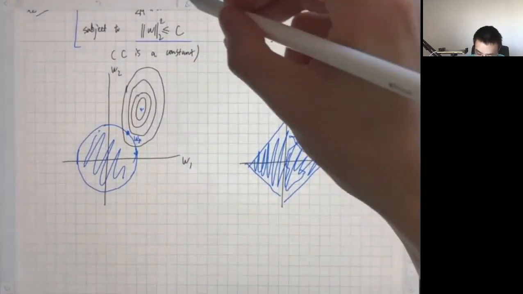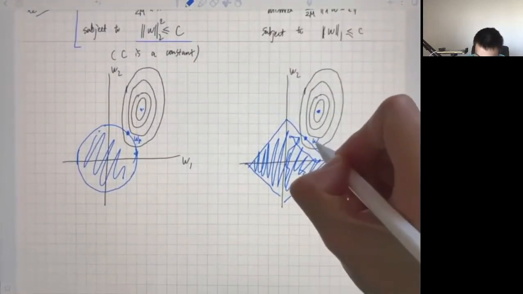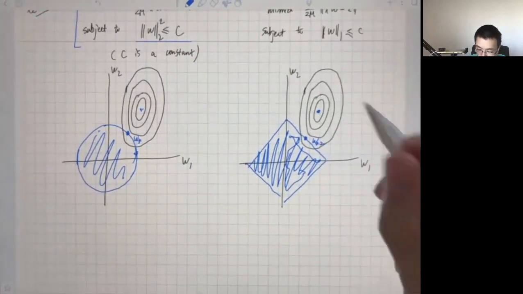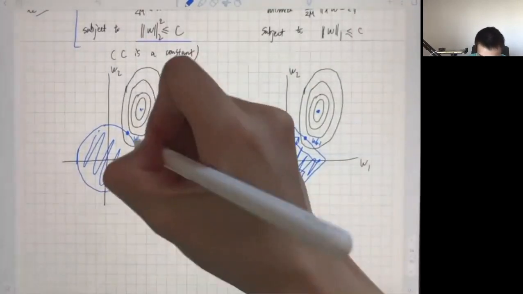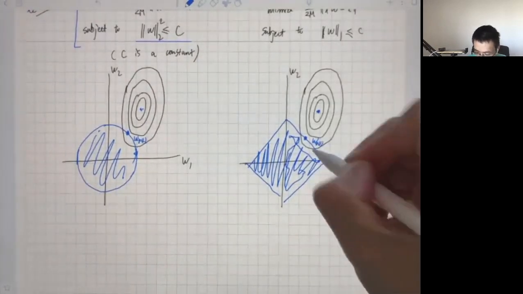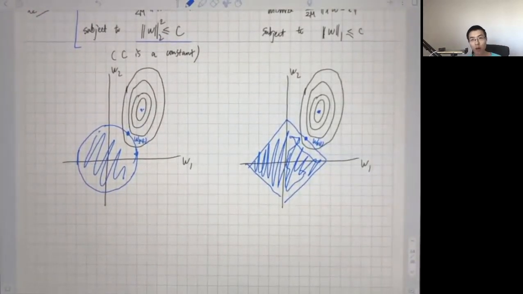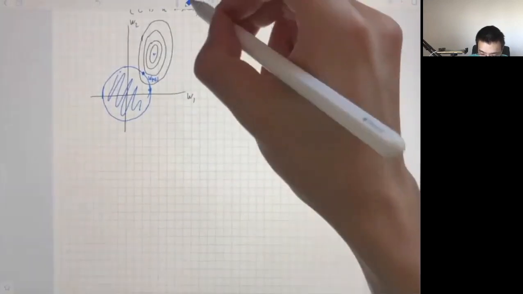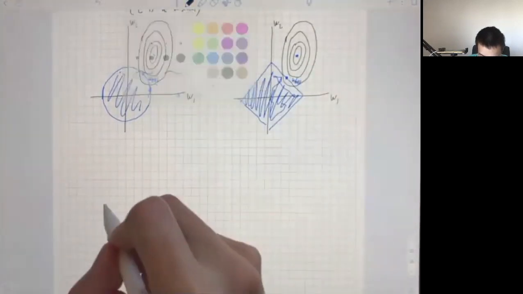Okay, so this is my solution, W star, for the L1 norm, and this is for the L2 norm, okay? So now it looks like they are similar, right? You are restricting the vector length of your solution, and one is restricting the L2 norm, which gives you the ball, and the other is restricting the L1 norm, which gives you a diamond. But sometimes they can be very different.